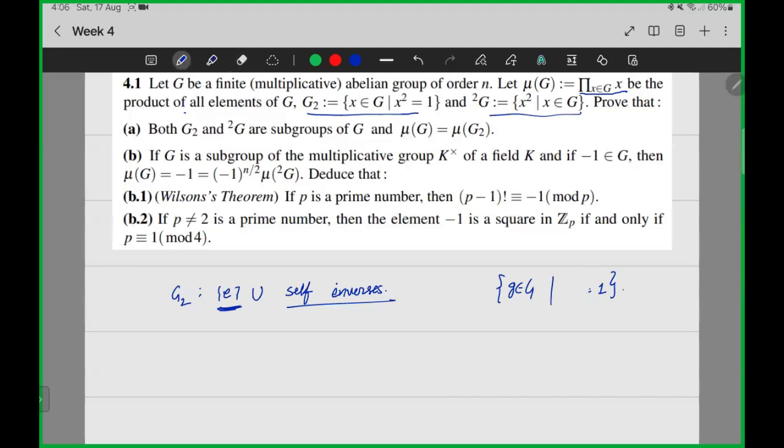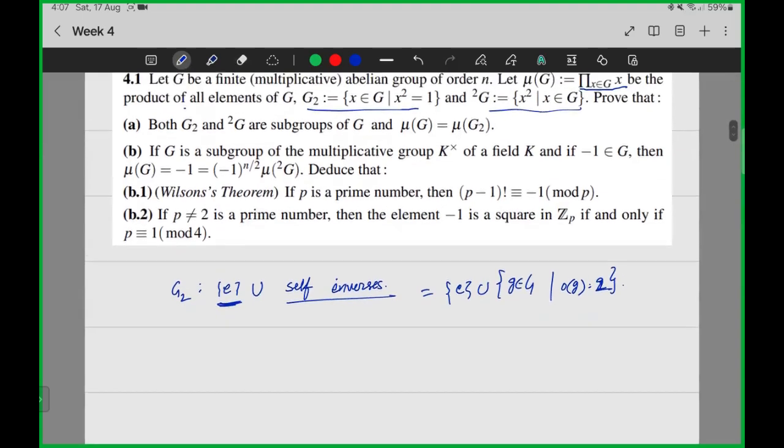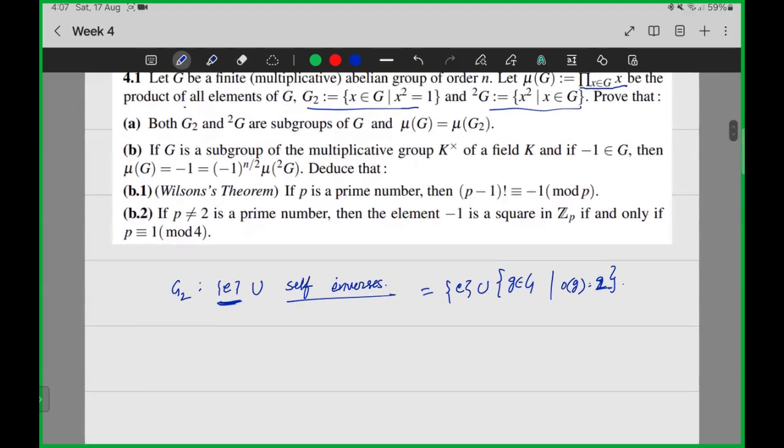These are elements which are self inverses. Can I ask a question? Is mu of G going to be only the product of the elements which are self-inverse? Because all the elements which have other inverses are going to get multiplied together, and because it's an abelian group, they will cancel with each other. Yes. So this is the first part of the question. This is called G2.